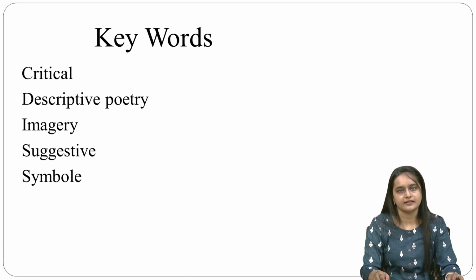First keyword is critical. It means using or involving careful judgment of good and bad parts of something. Second keyword is descriptive poetry. Descriptive poetry is a poem which uses detailed words in order to create imagery of a person, animal, or inanimate object. Third keyword is imagery. It means vivid and descriptive language which is used to create distinct and definitive pictures in the reader's mind.